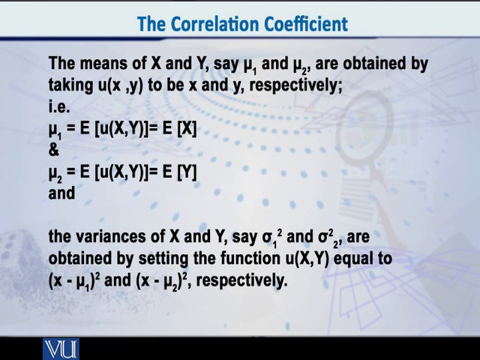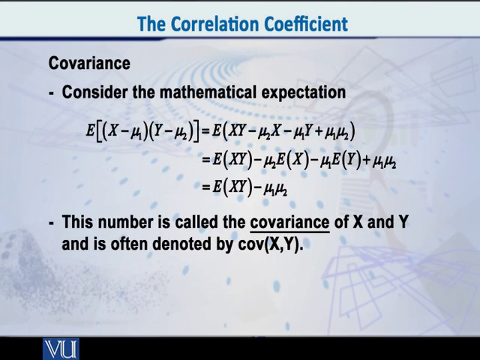Now I'm going to present to you the concept of the covariance. My dear students, if we put this function U of X, Y equal to X minus mu1 multiplied by Y minus mu2, then the expected value of U(X,Y) will be equal to the expected value of X minus mu1 into Y minus mu2. So this is what is called the covariance of X and Y.